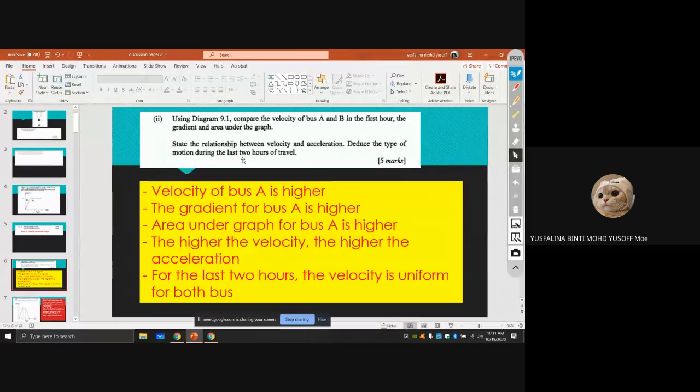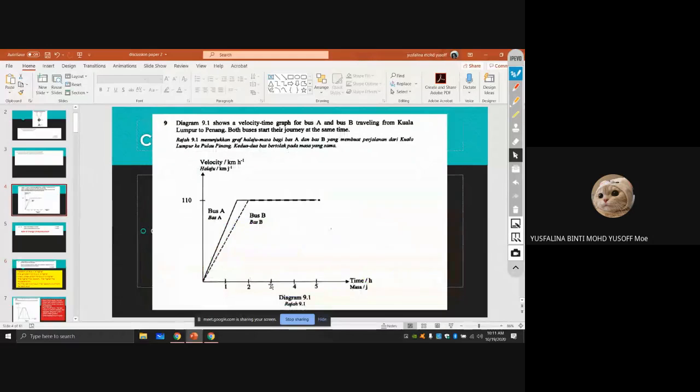Then part 2 is to state the relationship between velocity and acceleration. The higher the velocity, the higher the acceleration. And deduce the type of motion during the last 2 hours of travel. The last 2 hours means from 3 to 5. You can see the velocity does not change, right?